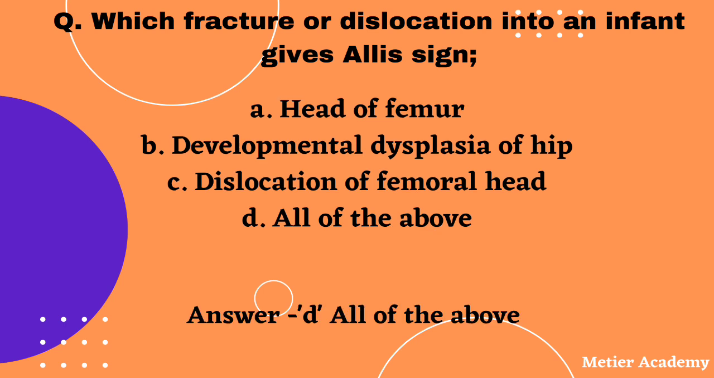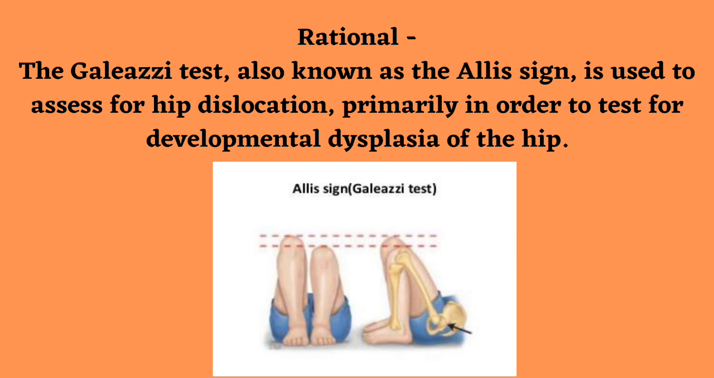The rationale behind this is, the Galeazzi test or Allis test is used to assess hip dislocation, primarily in order to test for developmental dysplasia of the hip. If you see this image carefully, you can see one knee is up and another knee is down. It shows the developmental dysplasia of the hip.